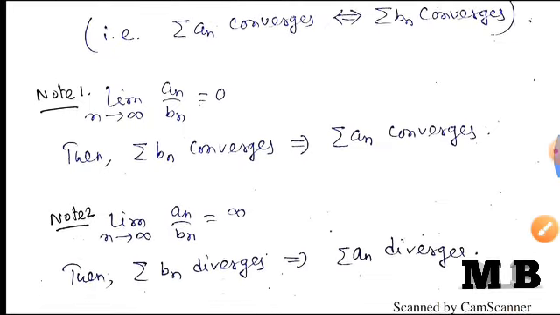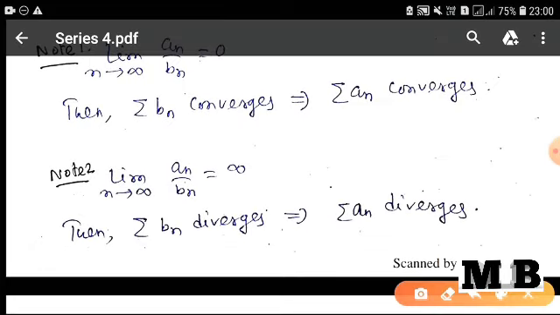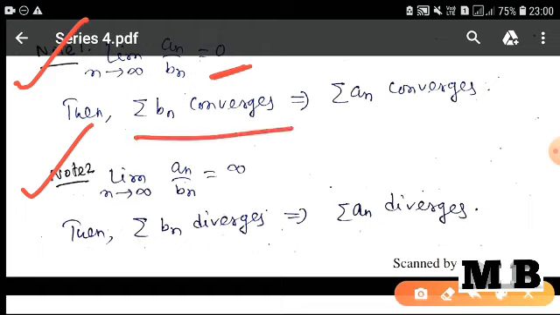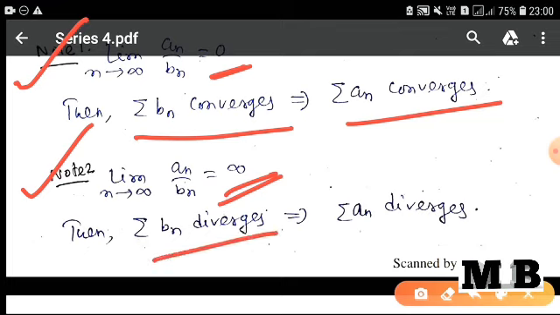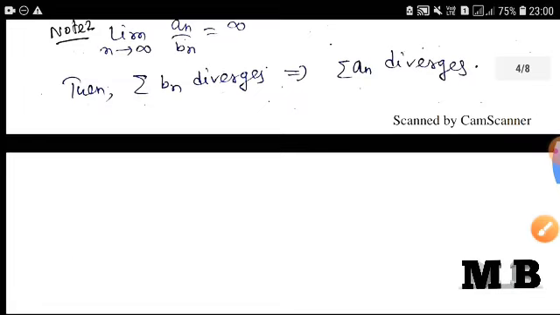Alright, now from this point of view, we have 2 notes, note 1 and note 2. If this limit is 0, that means if bn converges, an will also converge, and if that limit is infinity, it implies that if bn diverges, then an also diverges. Okay, so these are 2 notes, you have to take care of all of this.